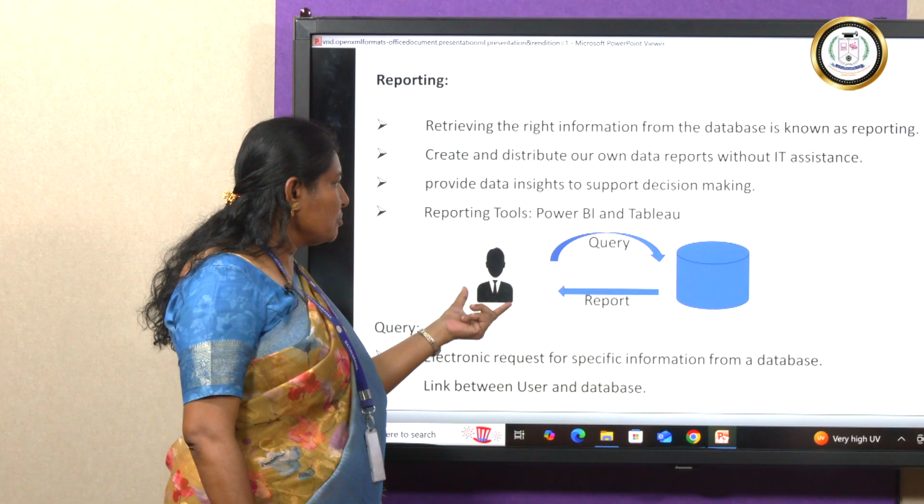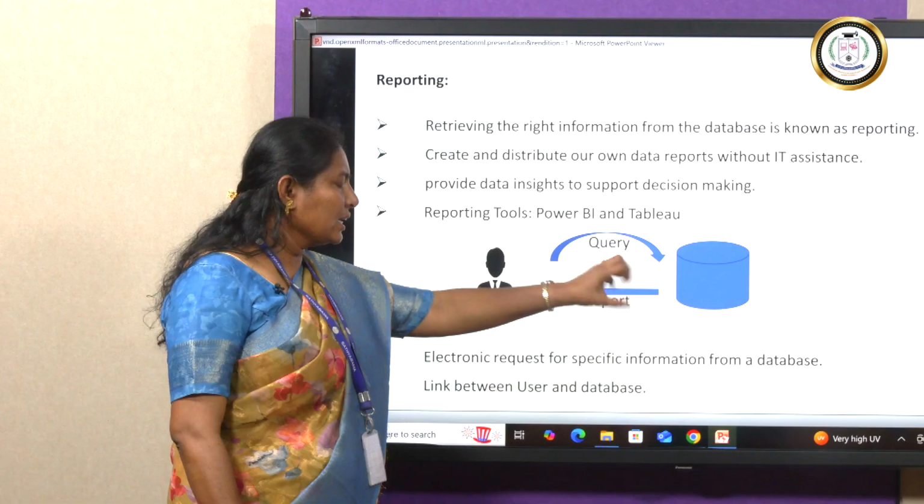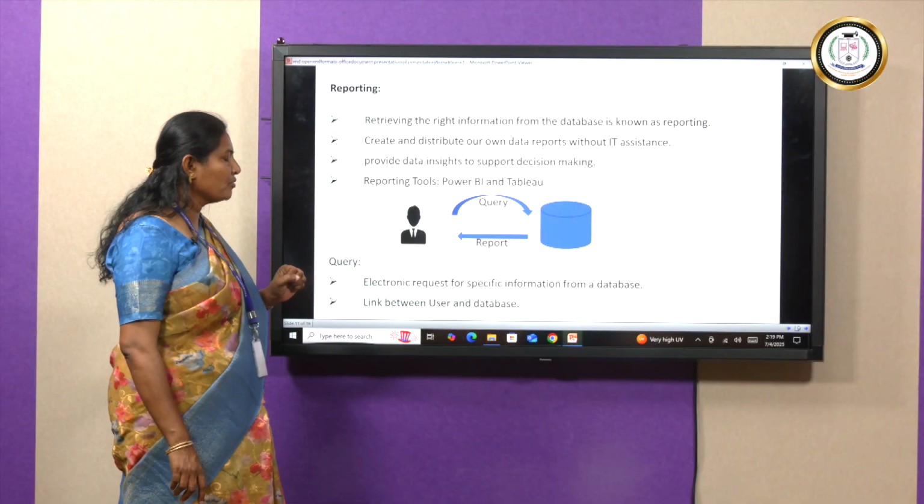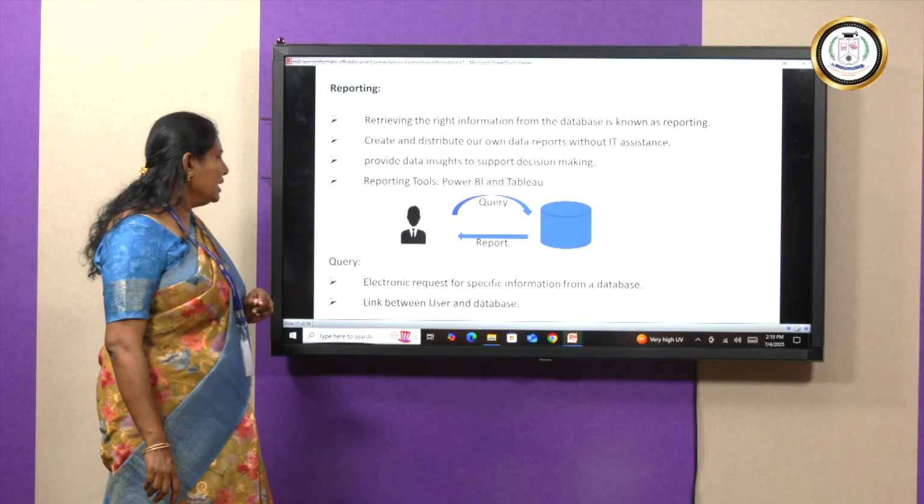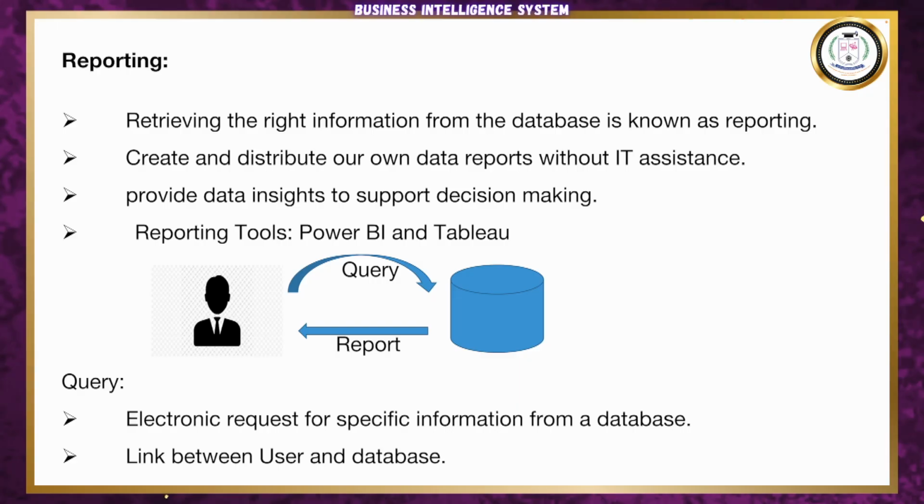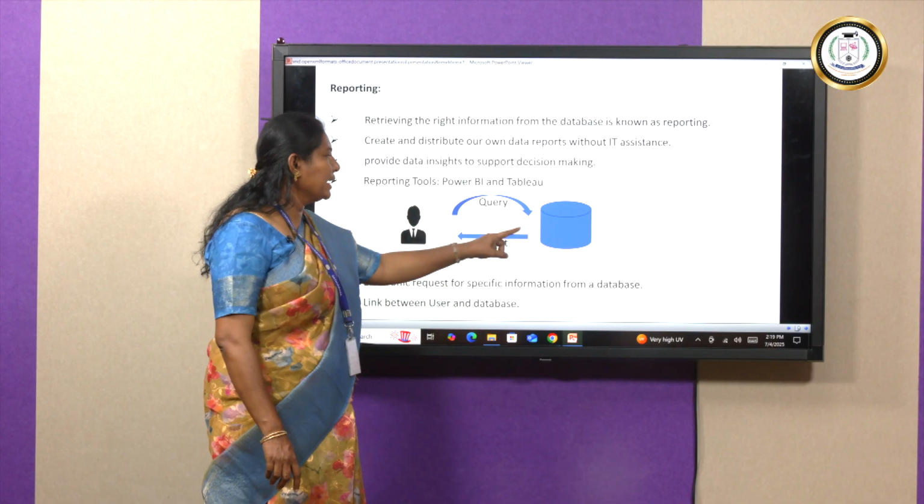Here the customer sends a query to the database, then the database considers the query and gets the exact information from the various databases, and finally sends the report to the client. So here the user is sending an electronic request for specific information from a database. This is the link between user and database.